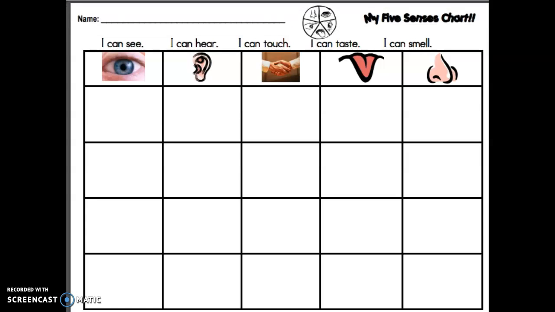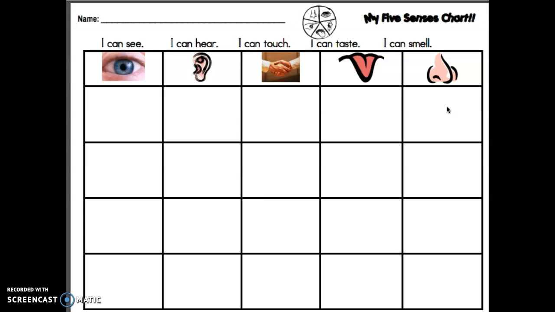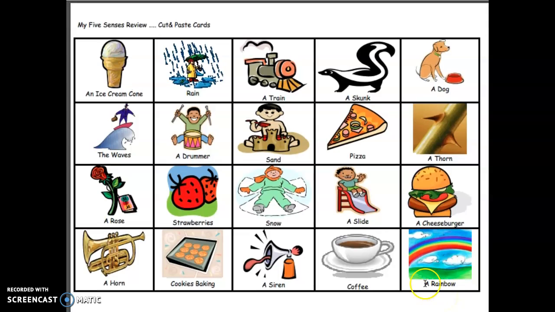Hi, boys and girls. This is your five senses chart. On your five senses chart, you will see an eye for I can see, an ear for I can hear, hands for I can touch, a mouth and tongue for I can taste, and a nose for I can smell. You're going to use these categories and find a picture that is best described with that sense.